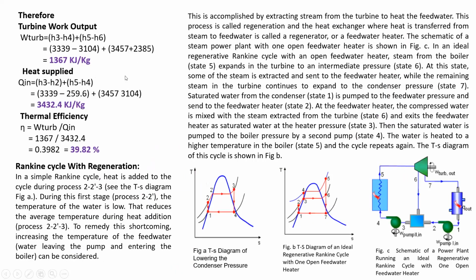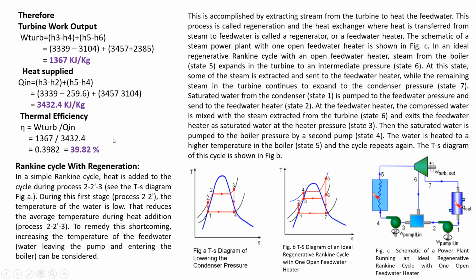Okay, so now we can just substitute all the values in the equations, and you will get the values. So W turbine is equal to H3 minus H4 plus H5 minus H6. You will get the value 1367. Heat supplied, we get H3 minus H2 plus H5 minus H4. You get 3432.4. Now, if you divide to get the thermal efficiency, W turbine upon Q in, neglecting the pump work done on the pump, you will get the value 39.82%.